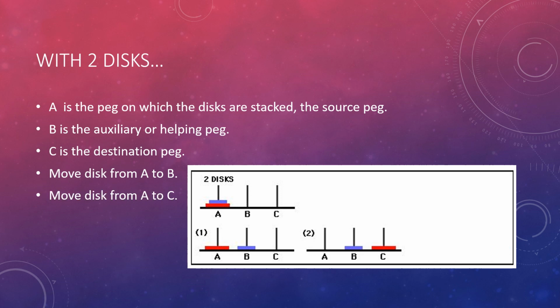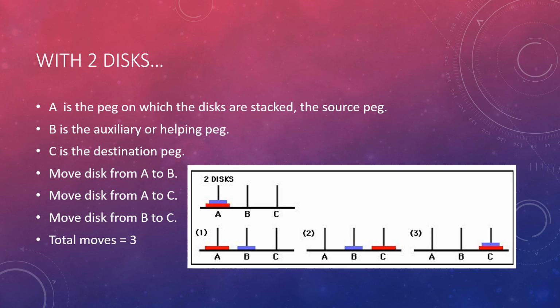Then we move a disk from A to C. The larger red disk is moved from A to C. Then we move the disk from B to C. The blue disk that we earlier placed on B has now been transferred to C. Total moves is 3.